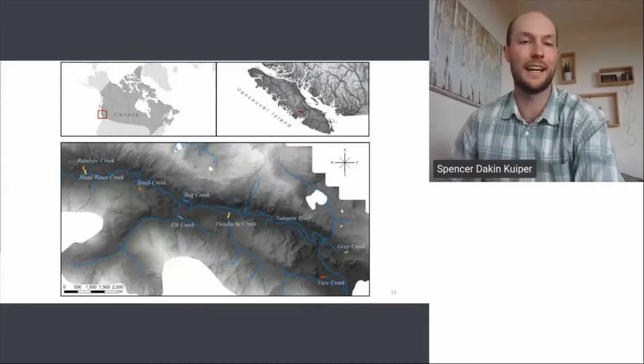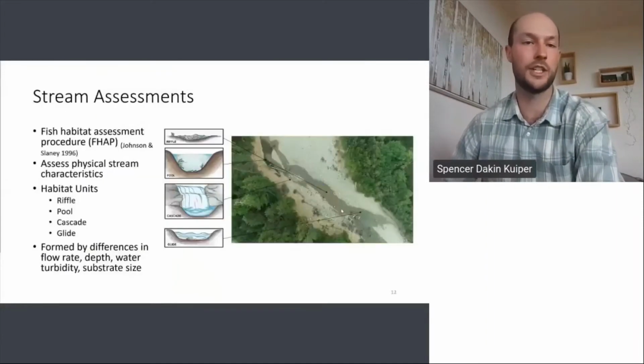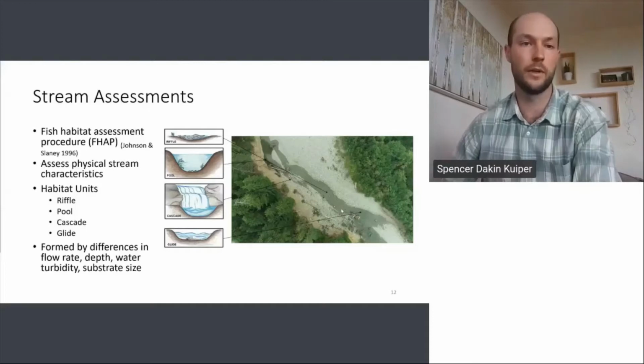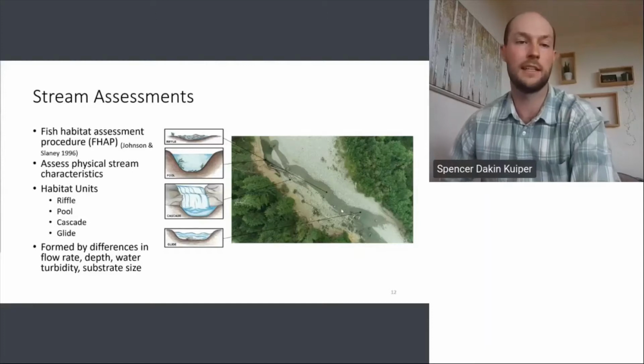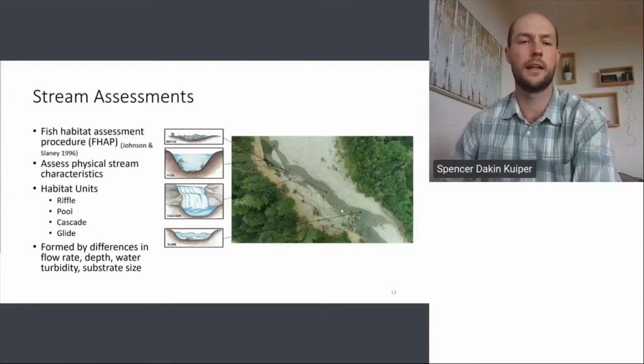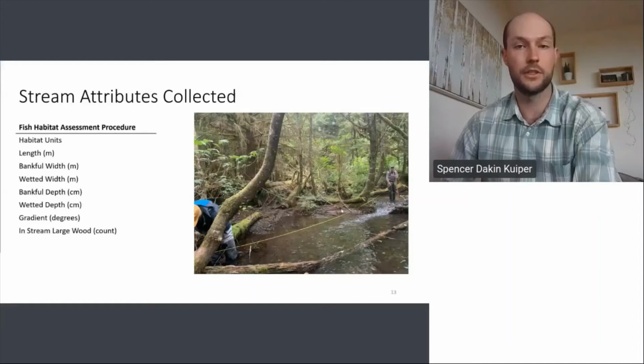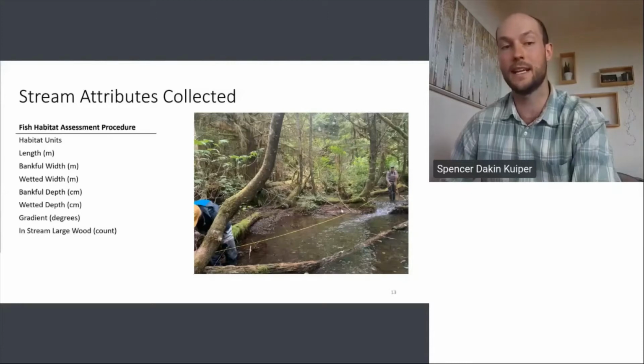So we collected data at 8 streams throughout the watershed using the fish habitat assessment procedure. It is used to assess physical stream characteristics, where we divided the stream into its morphological units of riffles, pools, cascades, and glides. These units are formed by differences in flow rate, depth, water turbidity, and channel bed substrate size. After splitting it into its individual habitat units, we measured the length of these units, the bankfull width, bankfull depth, wetted depth, the gradient of the water's surface, and then we did a count of in-stream large wood within each habitat type.